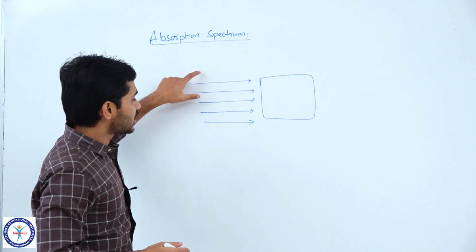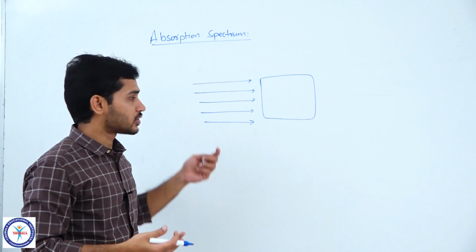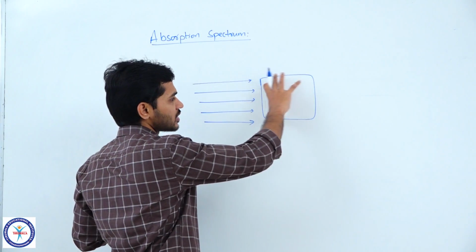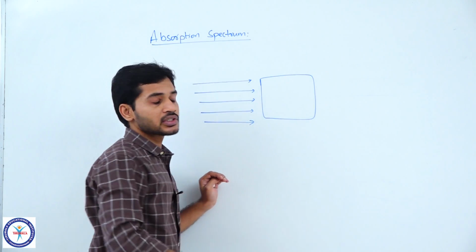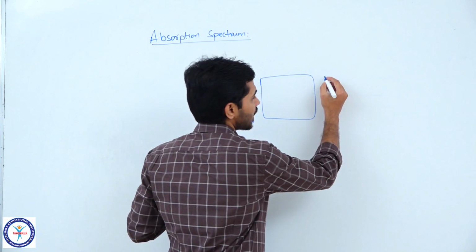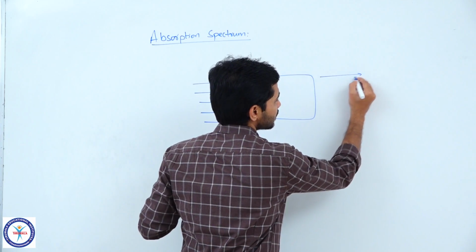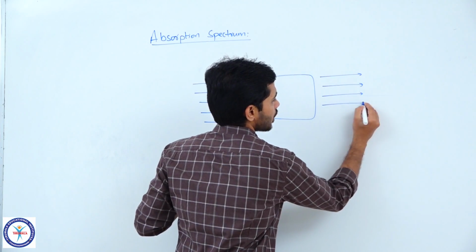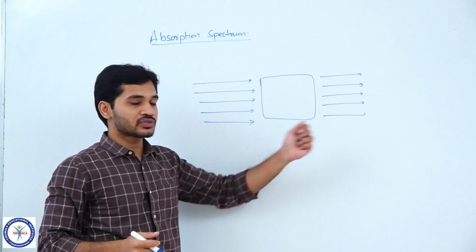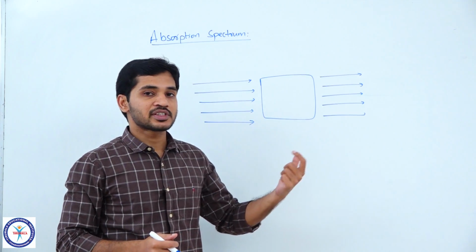What happens is that if this incident beam has different kinds of wavelengths, so a combination of many wavelengths. Now, these different wavelengths pass through this hydrogen gas or atomic hydrogen, and come out on the other side. When you collect these wavelengths which come out and observe them, you would observe that some wavelengths are missing.